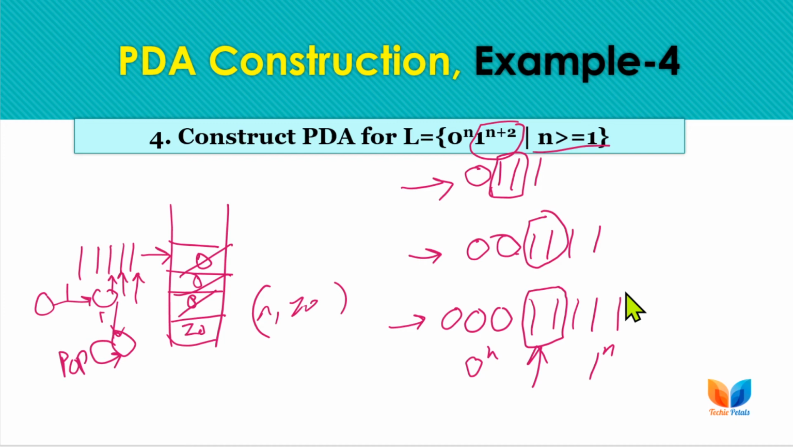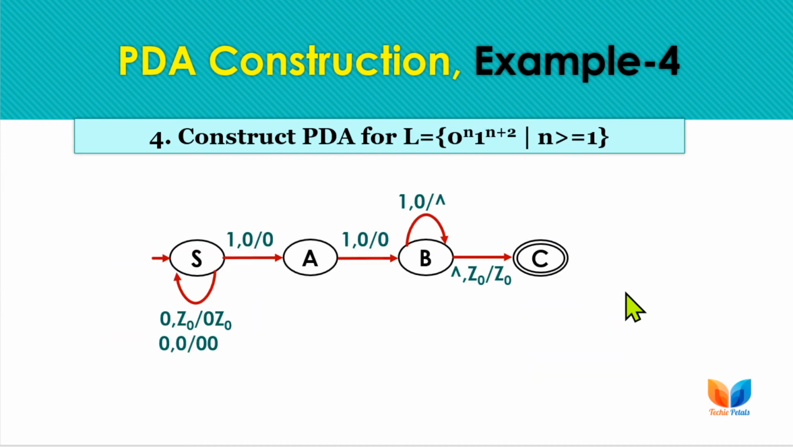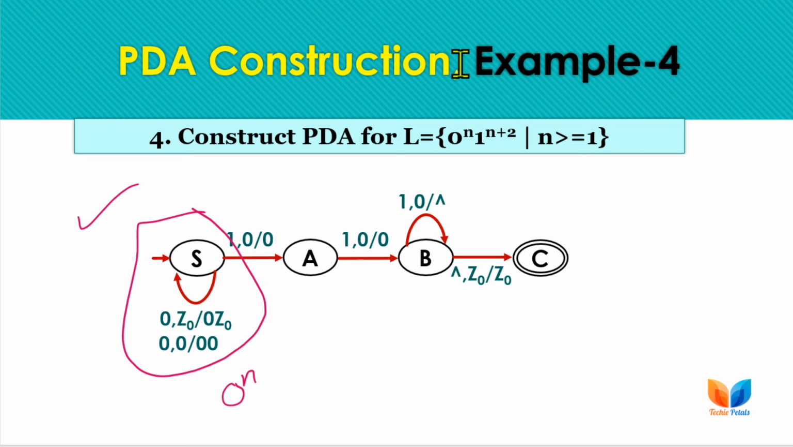Now let's check the PDF for this question. So the PDF for this particular question is this. This logic is the same as 0 raised to power n, meaning we are receiving 0 raised to power n here. Next we are just keeping track of the two ones.